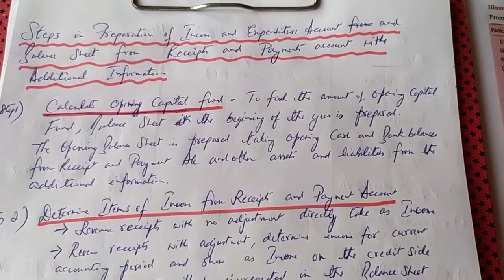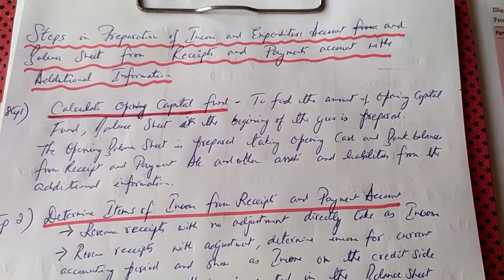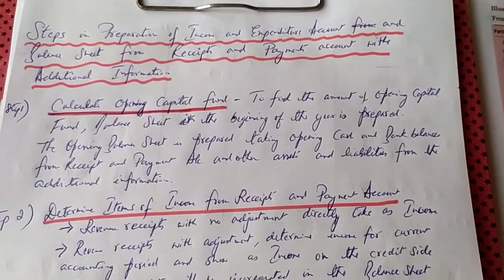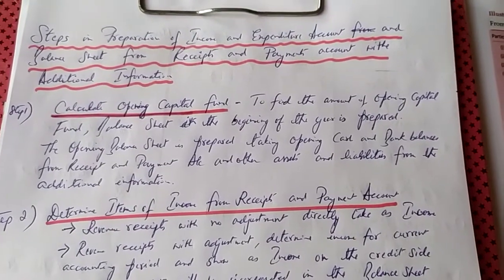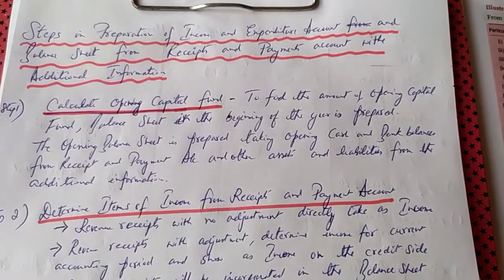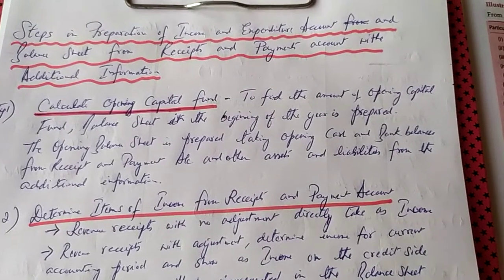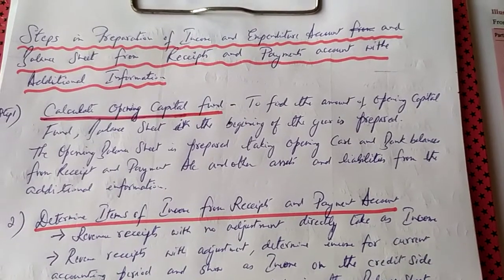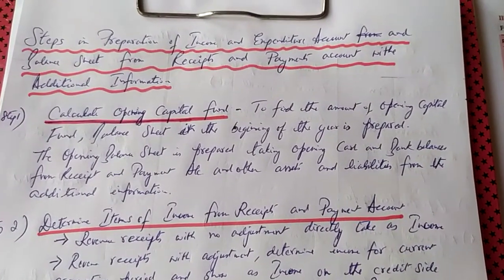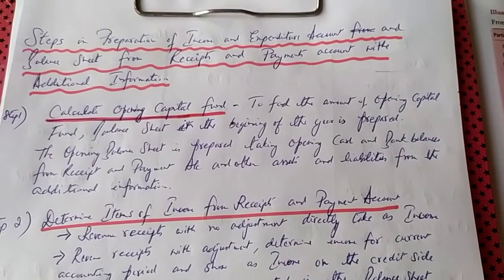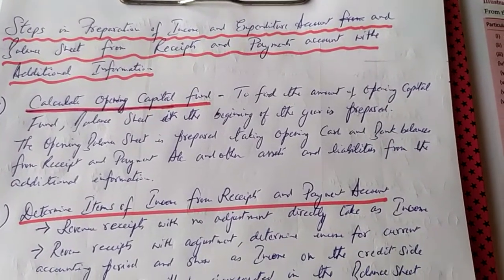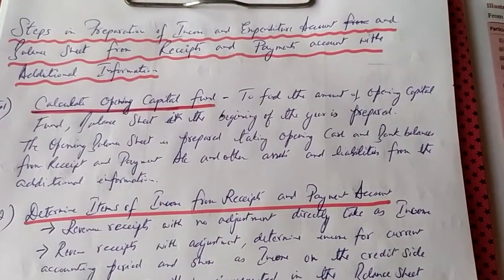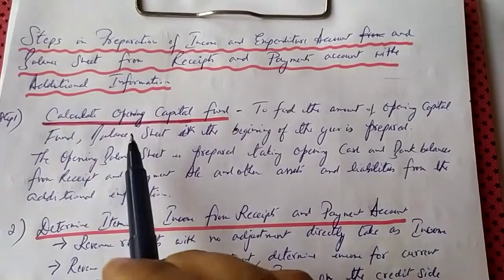You will be given a receipt and payment account in the question. So from there you will take the opening balance of cash and also the opening balance of bank if it is there. Apart from this, you have to also look for some other information relating to other assets and liabilities from the additional information. The additional information has to be used with great precaution. You have to understand the additional information very carefully, because a lot of data from there will be used in preparing this balance sheet in order to calculate the opening capital fund.